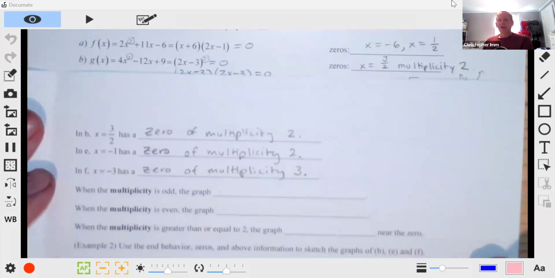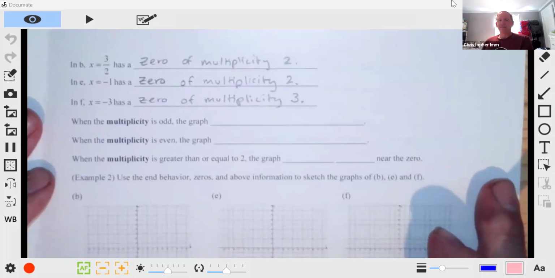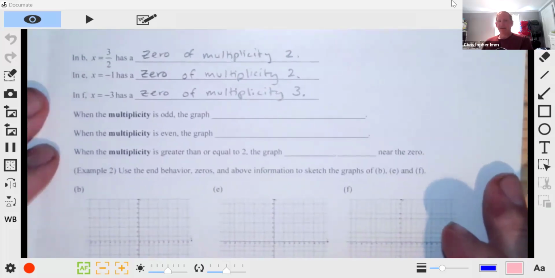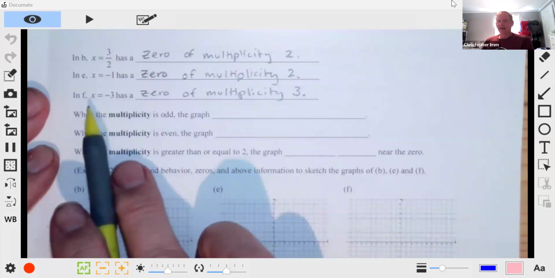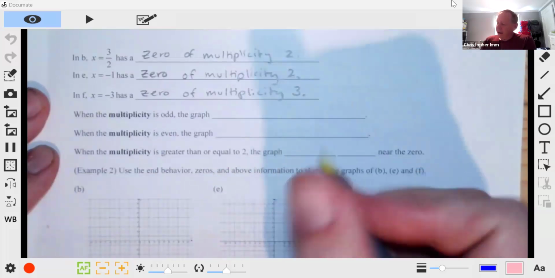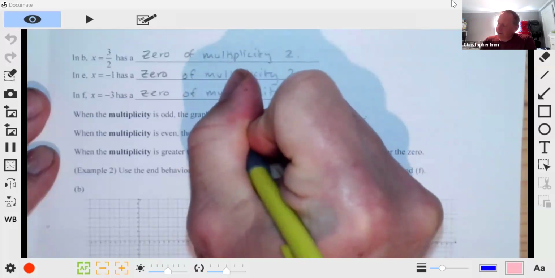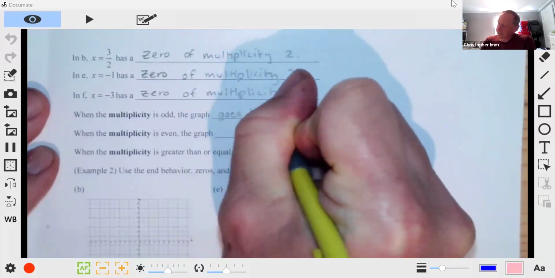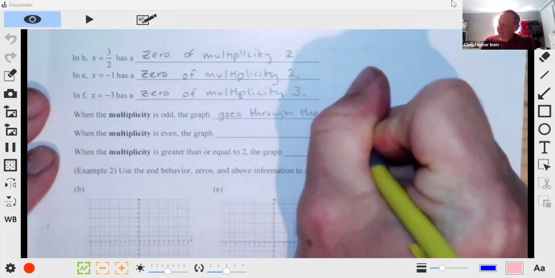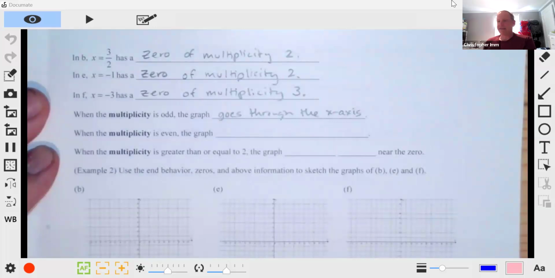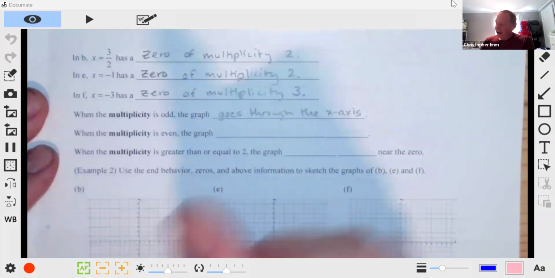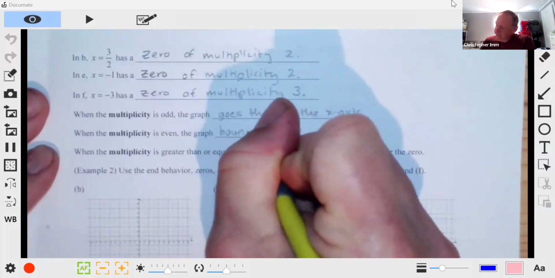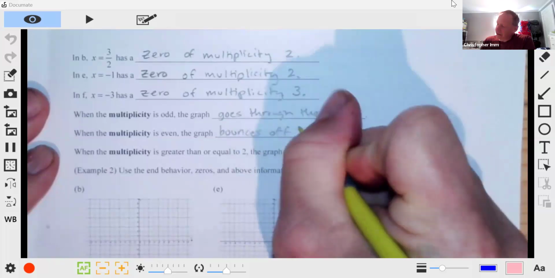So when we go and graph these, we're going to find out something happens when we have multiplicity here. So when the multiplicity is odd, like this one where x is equal to -3, the graph goes through the x-axis. So when we plot that x-intercept, the graph's going to go through there. When the multiplicity is even, like these two, where the power was 2, the graph bounces off the x-axis.